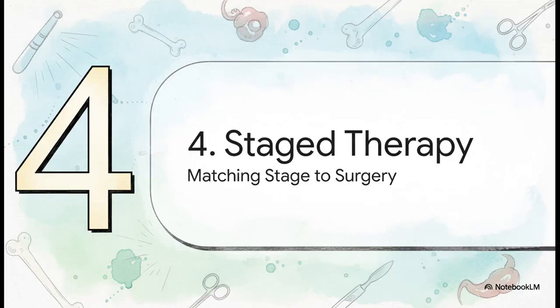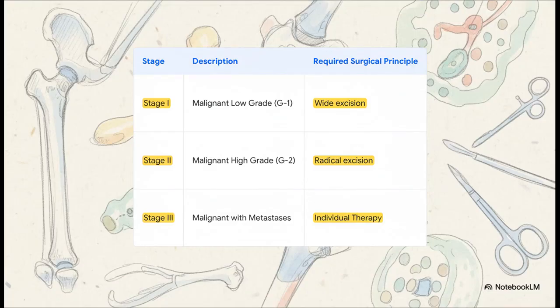And now, this is where it all comes together. We have our staging system and we have our surgical principles. The real art and science here is connecting the dots, creating a clear, logical algorithm that matches the right surgery to the right stage. And this table is the money shot. This is the central concept you have to understand. For a stage 1 tumor, that's a low-grade malignancy, the standard of care is a wide excision. But for a stage 2 tumor, a high-grade malignancy, you have to escalate to a radical excision. Now, stage 3, where you have metastases, that's a whole different ballgame that requires a very individualized, often systemic approach.